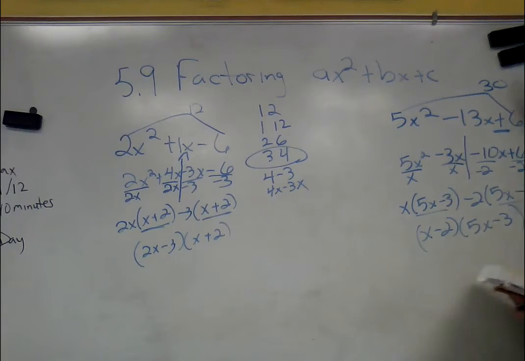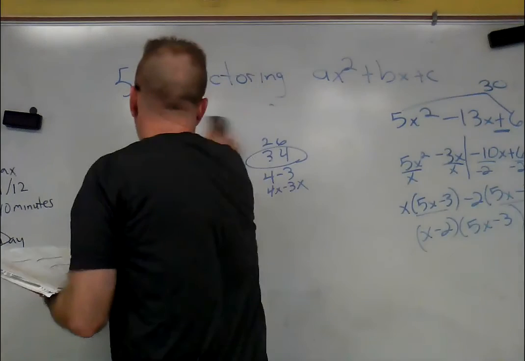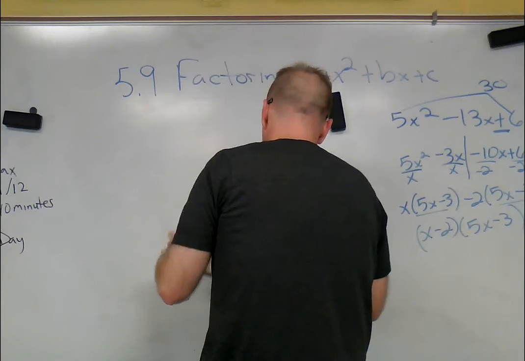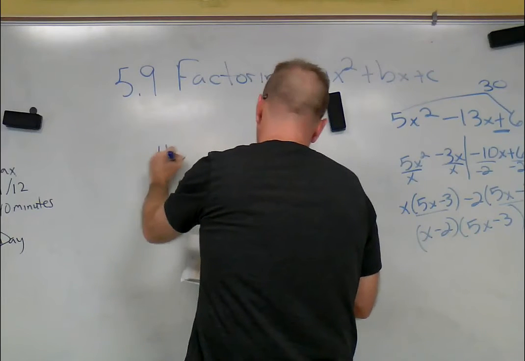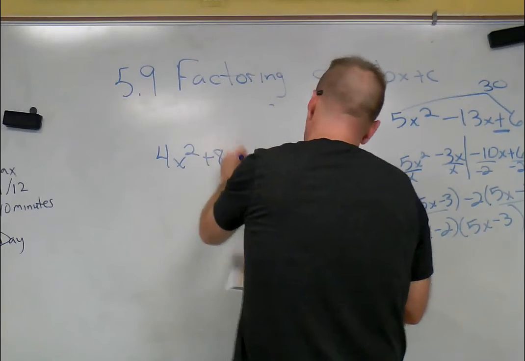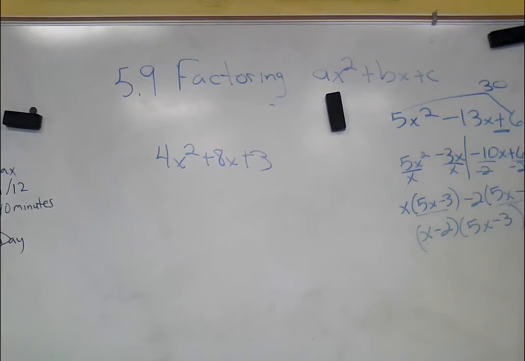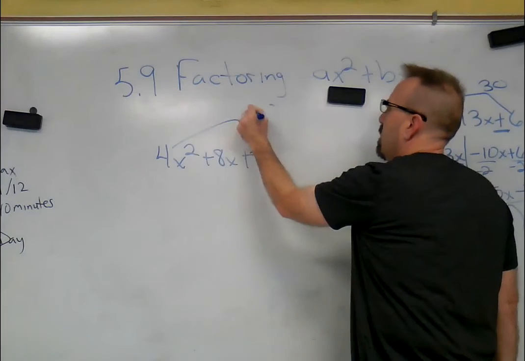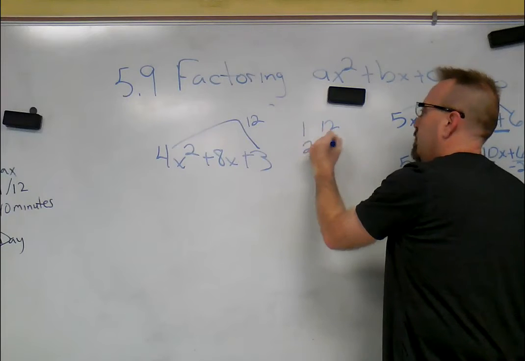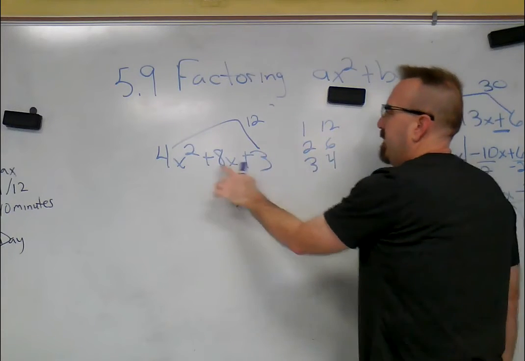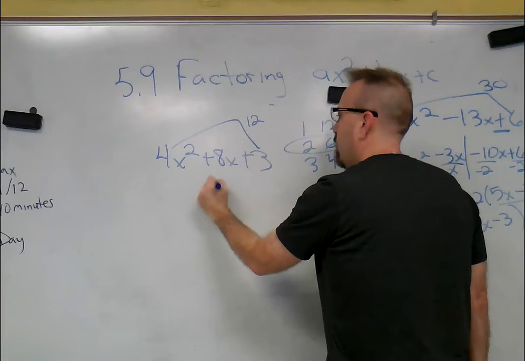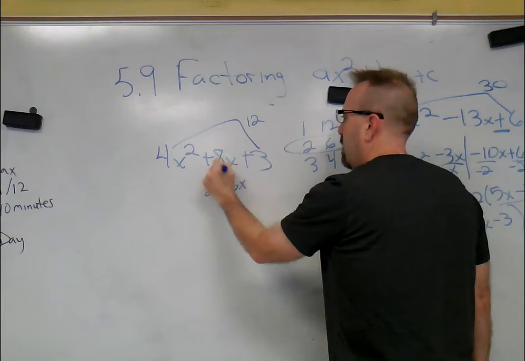Let's do one more. 4x squared plus 8x plus 3. And we start by multiplying. 4 times 3 is 12. 1 and 12, 2 and 6, 3 and 4. Which pair adds to be 8? 2 and 6. So we rewrite 8x as 2x plus 6x. That would equal 8x.